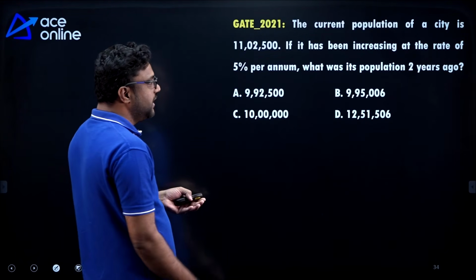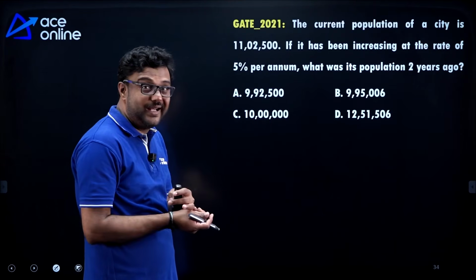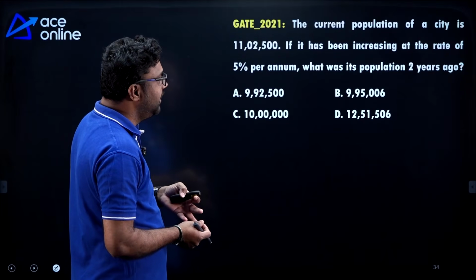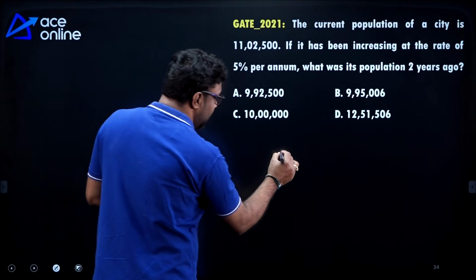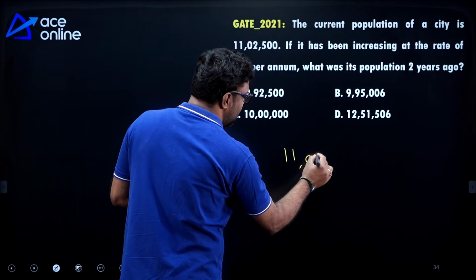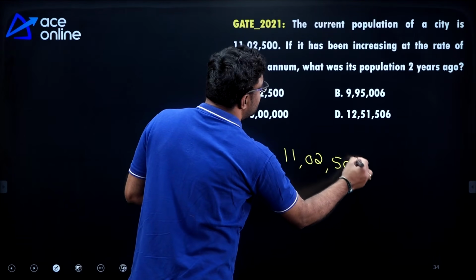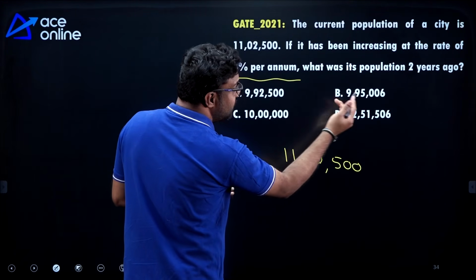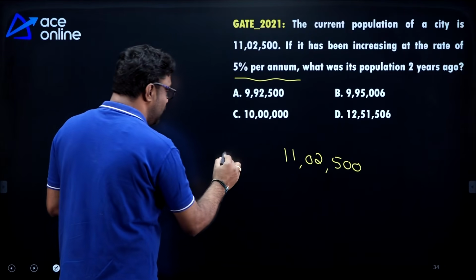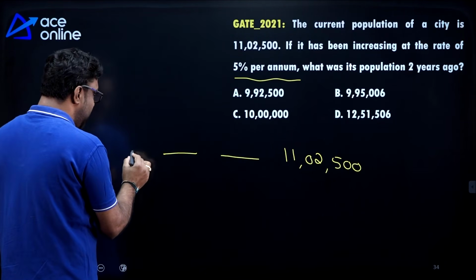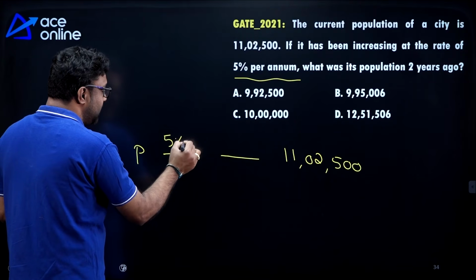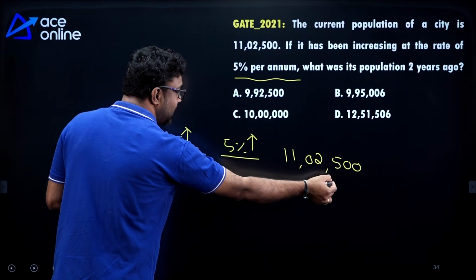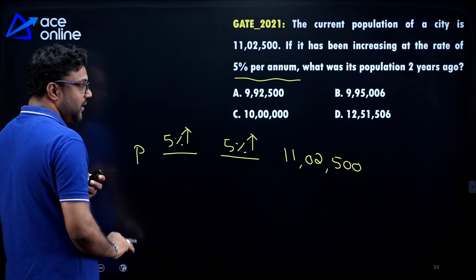Now let's see one more question given in percentage regarding population. As calculator is allowed for GATE, this is not a big deal. The current population of a city is 11,02,500. If it has been increasing 5% per annum, what was the population 2 years ago? We have to go 2 years before. So this is the P value you need to find. Every year 5% is increasing. Now it is 11,02,500, and we want 2 years before.